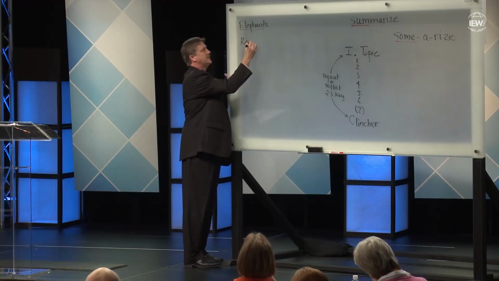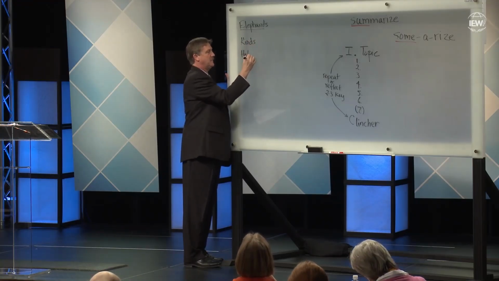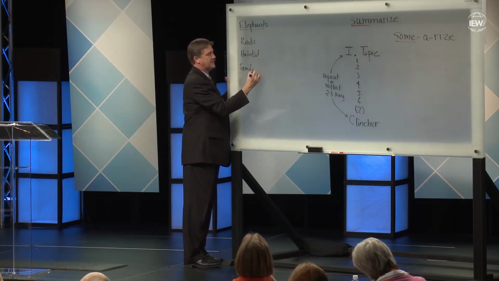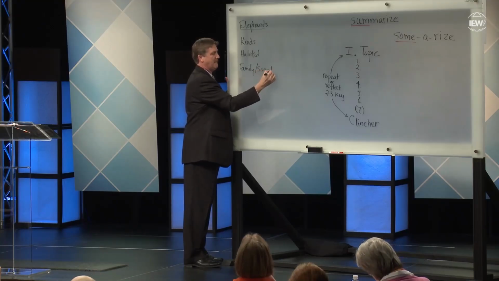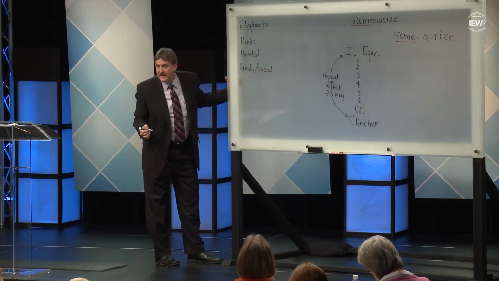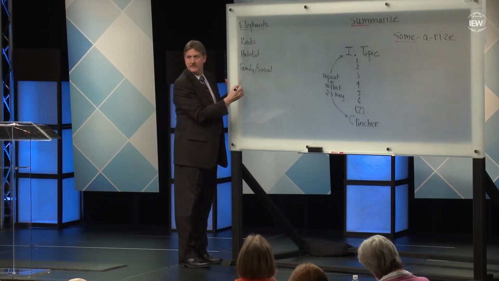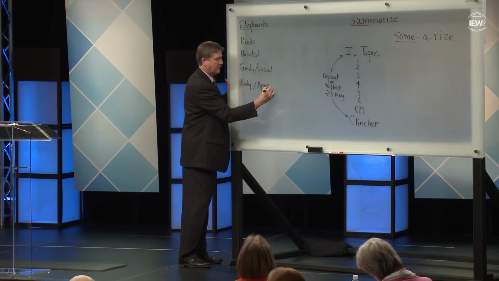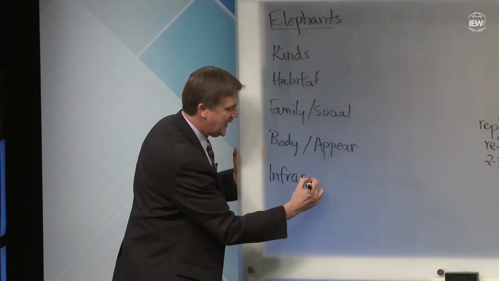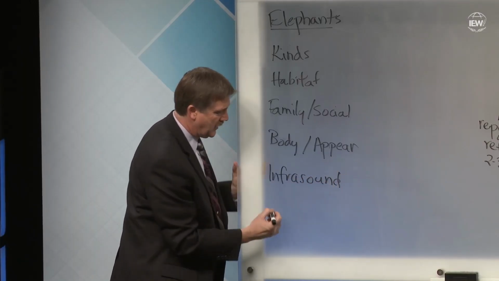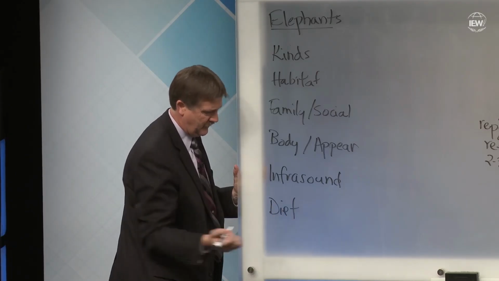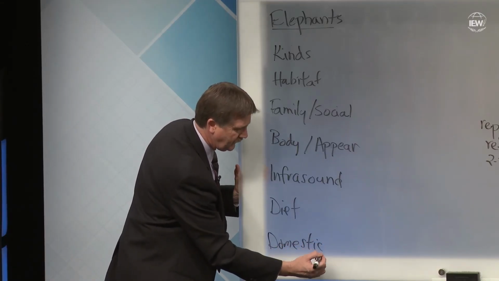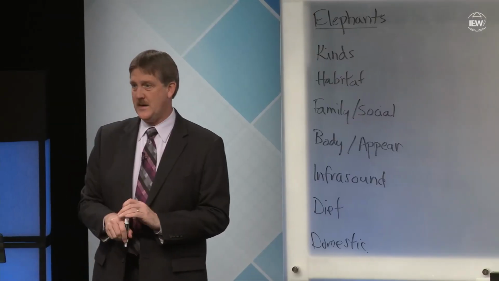All right, kinds of elephants. Habitat. All right, family and social groups. Say again? Okay, or we'll just say body and appearance. Infrasound. Food. All right, diet. Domestication, good. Okay, so there'd be a lot of possible topics.